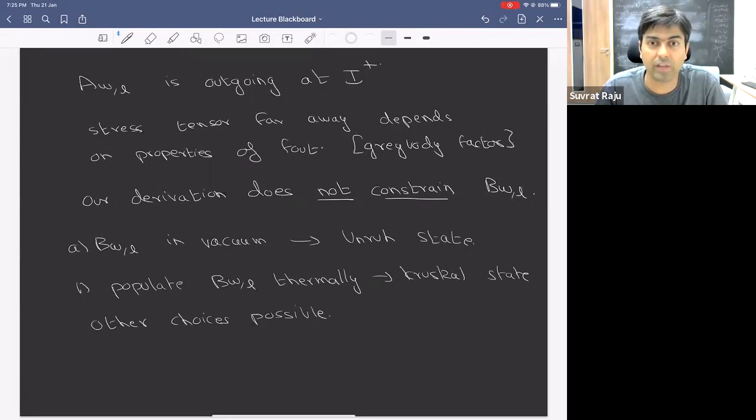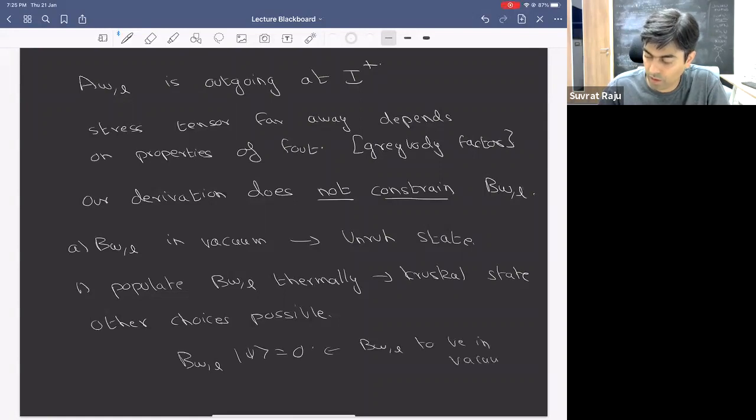So there are two possible states which are just controlled by what you did with B omega L. When I said B omega L in vacuum, that just means that you choose B omega L on the state to be 0. So B dagger omega L doesn't annihilate the state, but B omega L annihilates the state. This is what it means for B omega L to be in the vacuum. But you could populate B omega L thermally, which means you could take slightly smeared versions of B omega L and make them have a 2-point function which is a thermal 2-point function. That's what it means to populate them thermally.